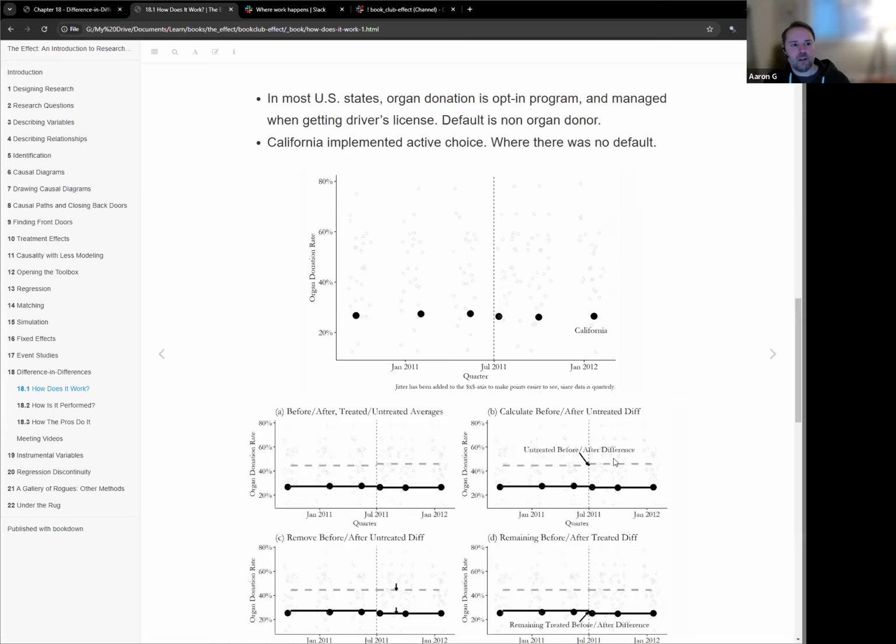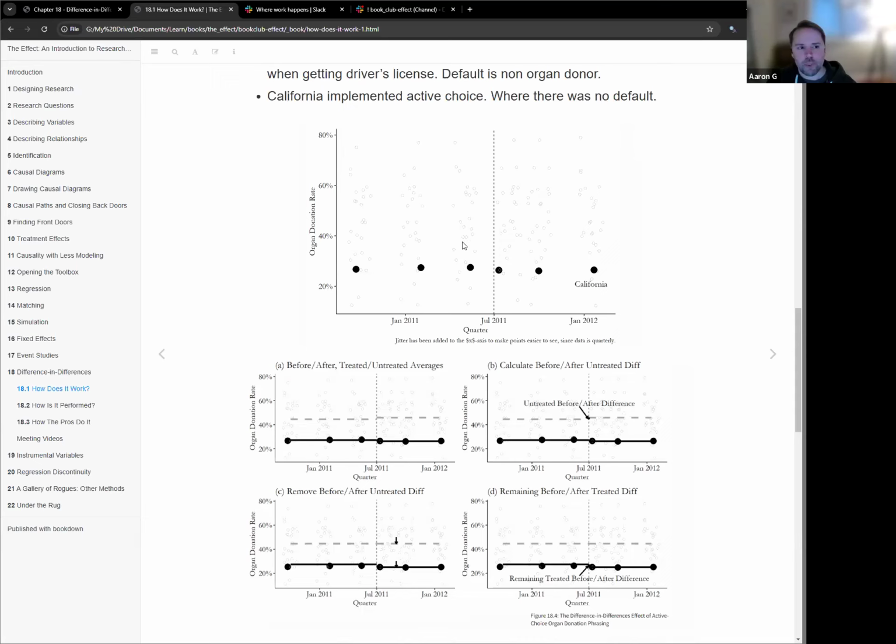And so California implemented what was called active choice. And so there is no default. You have to actively say, do I want to be an organ donor or do I not want to be an organ donor? There's no default assumption. And so I think the hope with this program is it would encourage organ donation rates in the state.